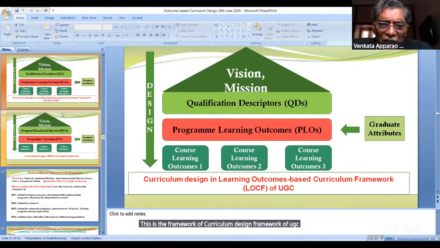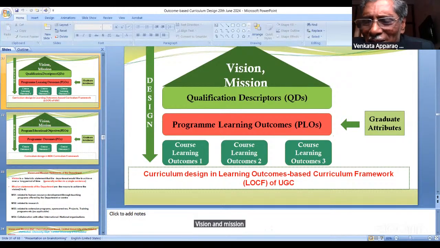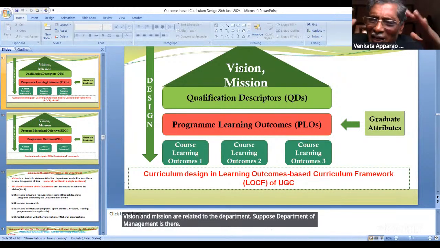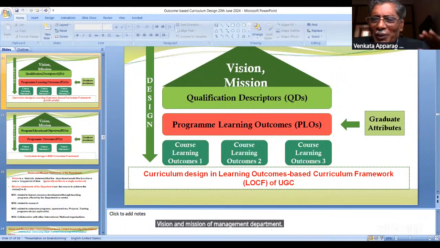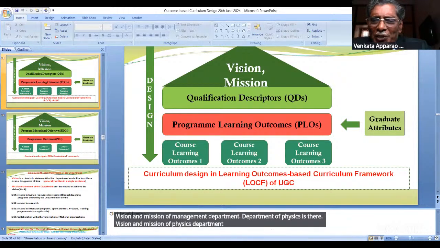When we say vision and mission, they are related to the department. Suppose the Department of Management is there: vision and mission of the Management Department. Department of Physics is there: vision and mission of the Physics Department. That has to be mentioned, of the department which is offering the particular course.